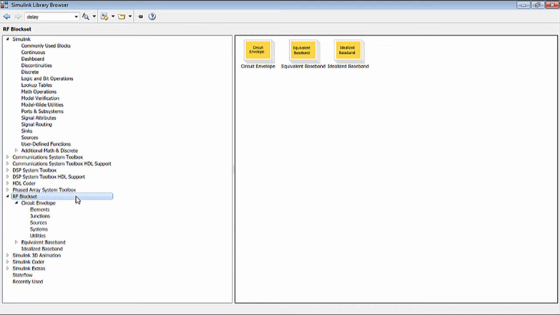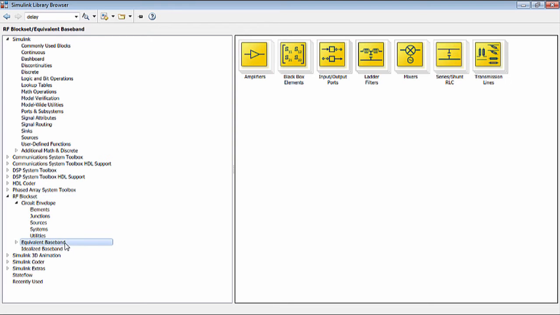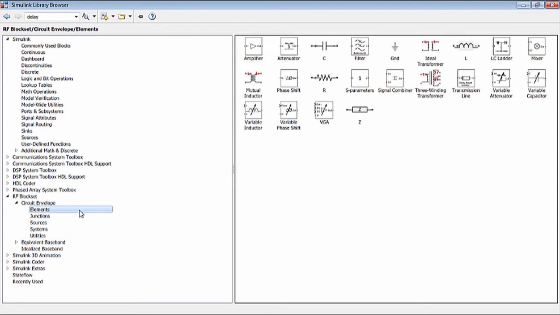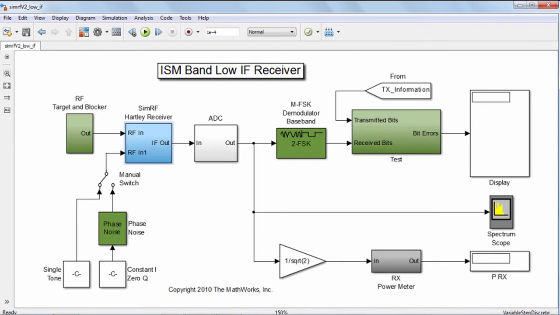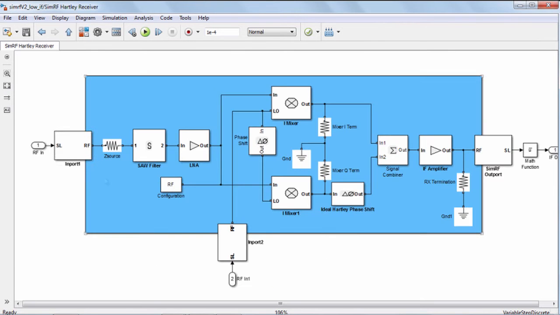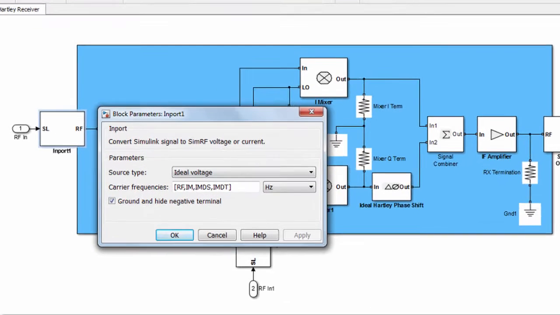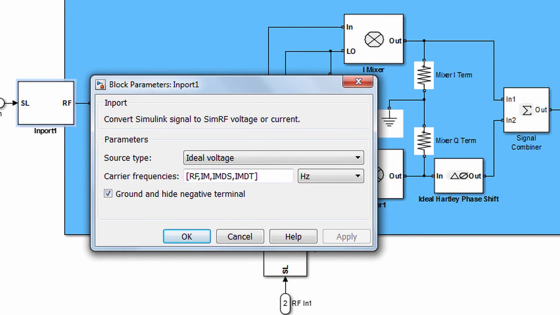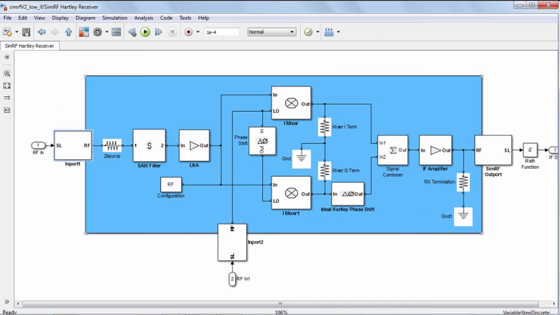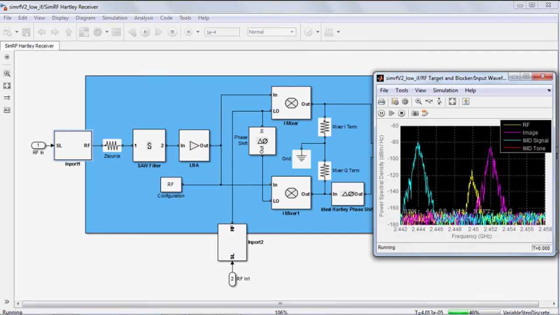RF Blockset provides two libraries for RF simulation at different levels of abstraction: equivalent baseband and circuit envelope. The circuit envelope library provides the solver for high-fidelity multi-carrier simulation of networks with arbitrary topologies. Circuit envelope models can be used by RF system designers to refine the architectures of the transceivers.